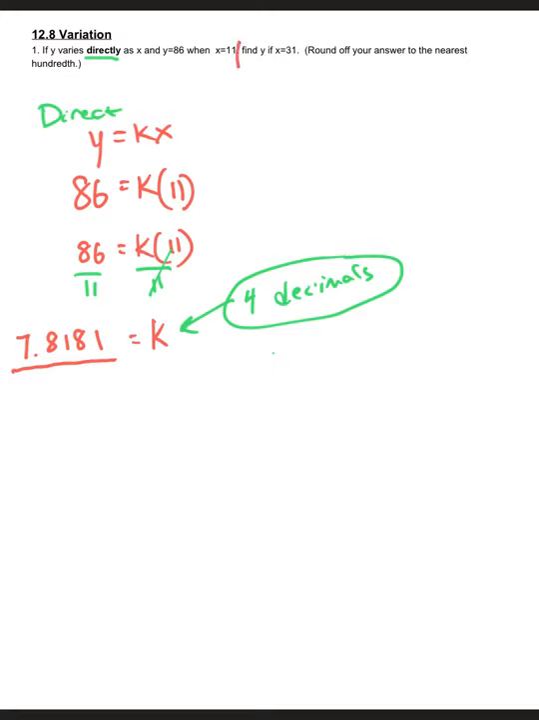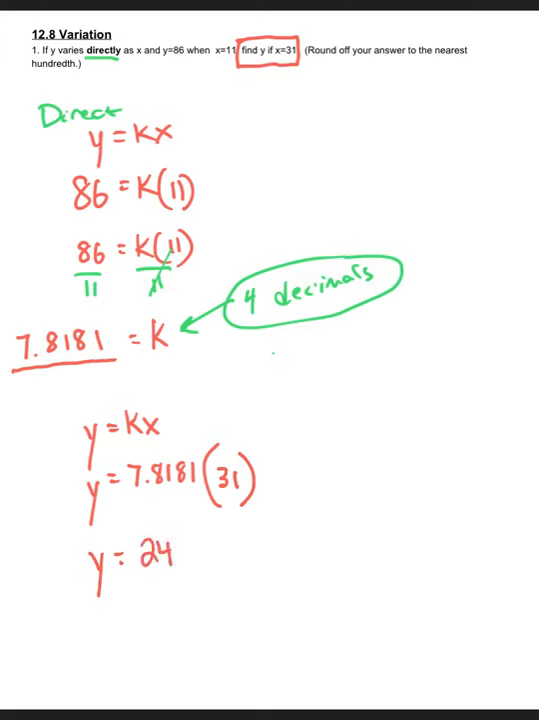This time, here at the end, it says find y if x equals 31. So still using the same formula, y equals kx. This time we don't know y. That's what we're looking to find. K we know now is 7.8181. And instead of x, we're trying to find y if x is 31. Should be pretty easy with a calculator. Just take that 7.8181 times 31 now, and you get 242.3611.